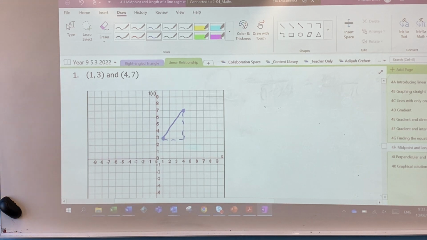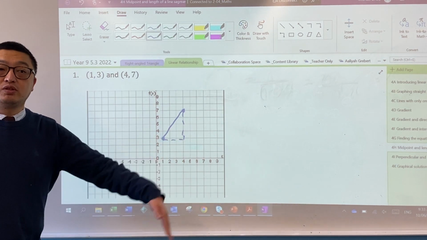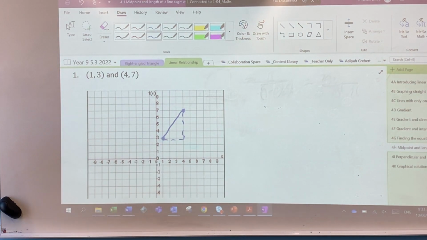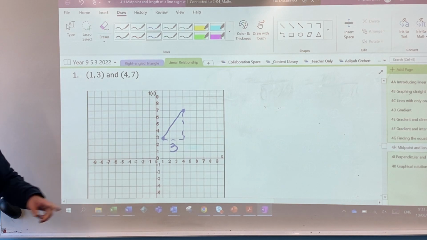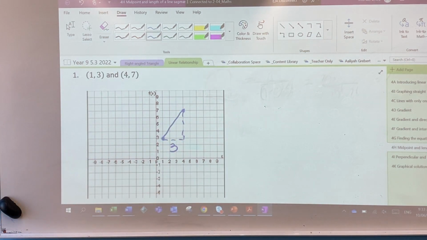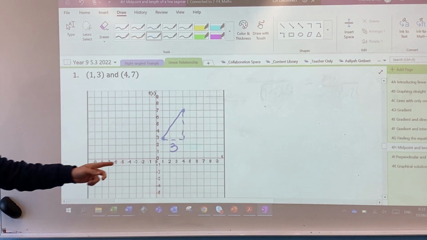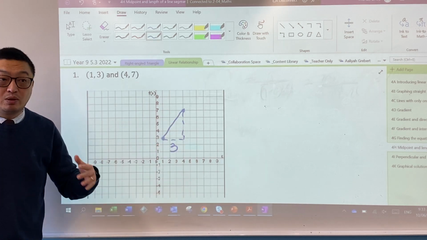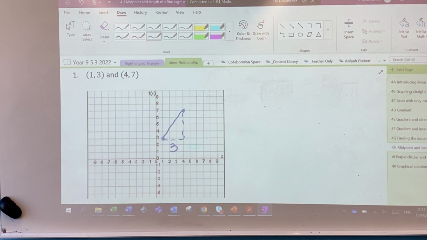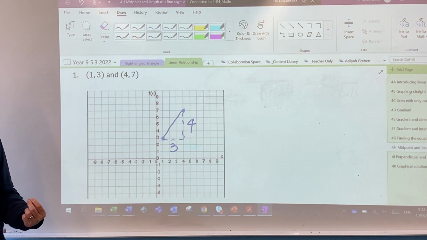Now, here's 1, here's 4. What's the horizontal distance? It's 3, right? 4 minus 1. Easy, right? Can somebody tell me what's the vertical distance? 4, very good. 3 here, 7 here. Just like yesterday we said y2 minus y1, same thing. We said x2 minus x1, y2 minus y1. That part was exactly the same as yesterday. So we get 4.